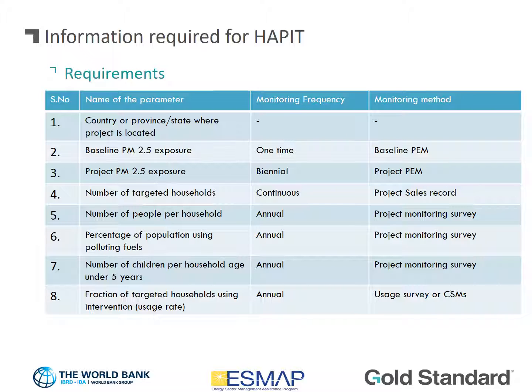We look at the number of targeted households by the project technology, number of people per household, percentage of population using polluting fuels, the number of children per household under the age of 5, as well as the fraction of targeted households using the intervention. And the fraction of targeted households is defined based on a usage survey or continuous stove monitors.